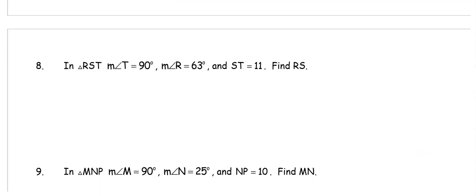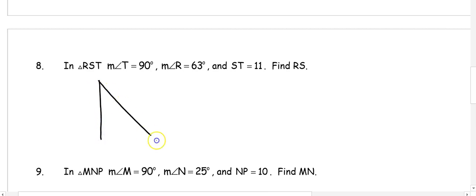Now, the next couple of problems, we're going back to the trig ratios, but we don't have a picture, so we have to draw a picture and really pay attention to the details here. So we're always going to draw a right triangle. So in triangle RST, angle T is 90. So we want to put T by the 90-degree angle. R is 63, so it doesn't matter where we put it. I'm going to put R in the bottom corner with 63 degrees, which means the last side is S. ST has a length of 11.